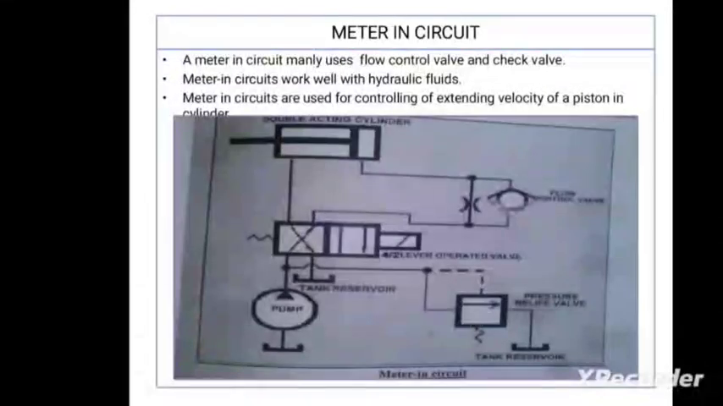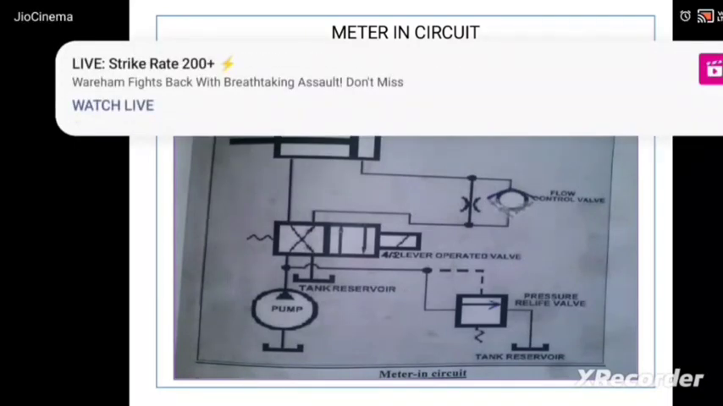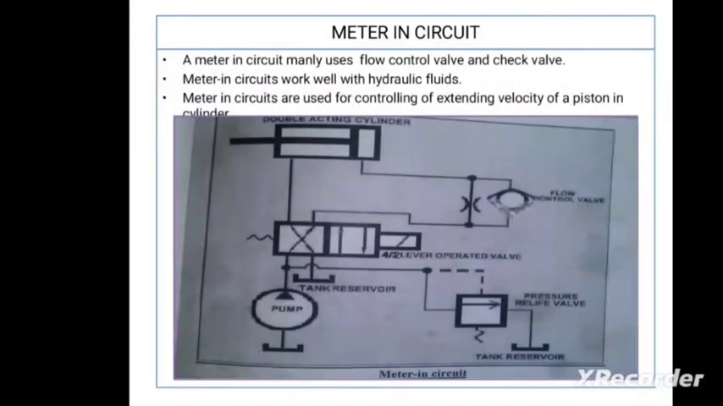So the first one is the metering in circuit. In the metering in circuit, the flow control valve is placed at the inlet of the cylinder, whereas in the metering out circuit, the flow control valve is placed at the outlet of the cylinder. In the metering in circuit, the rate of flow of oil going into the cylinder is controlled by the flow control valve. So the flow control valve is placed at the inlet of the cylinder.